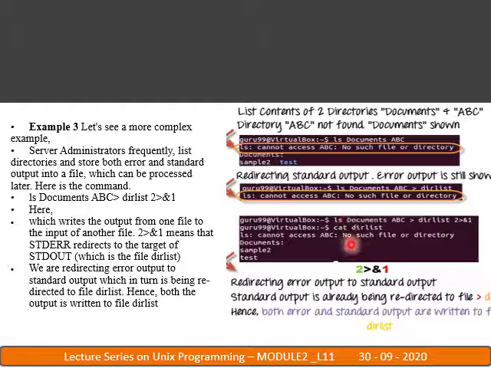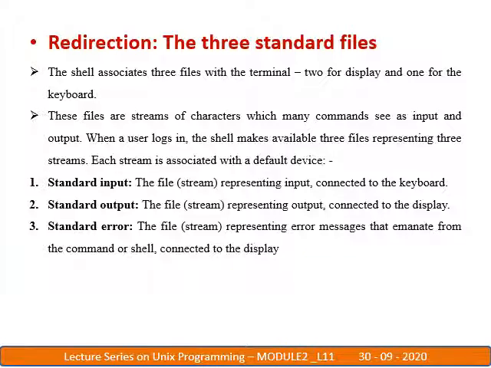If you use the cat command on the directory list, it is going to show the error that has been generated. Then 2>&1 indicates that the error output is redirected to the standard output, and standard output is already being redirected to the file. So both the error as well as standard output are written to the file directory list. Up to now we have discussed standard input, standard output, and the standard error.